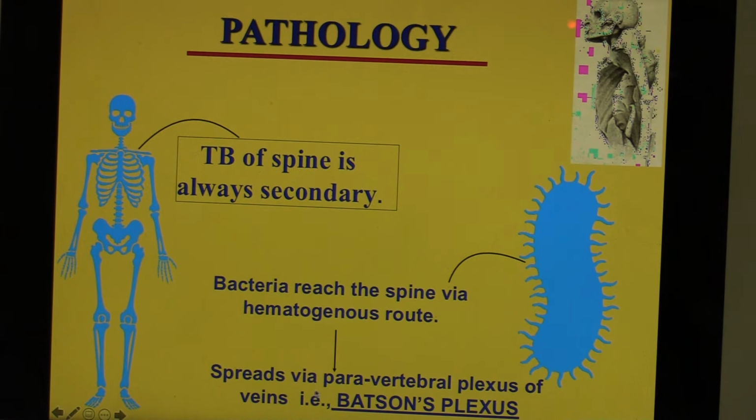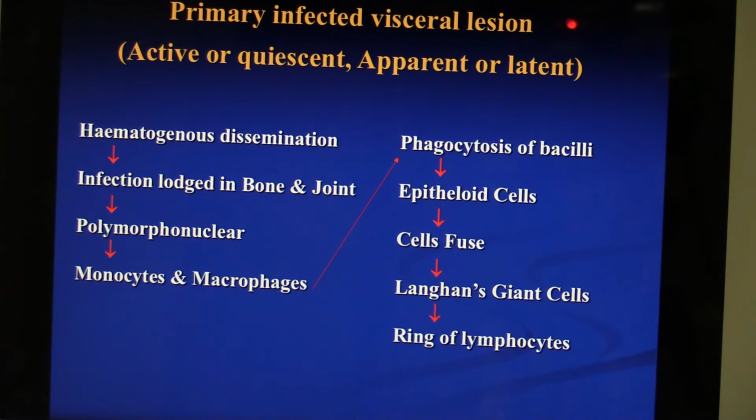venous plexus, the veins of the paravertebral plexus called Batson's plexus, are valveless. Generally all veins in the body have a valve, but the venous system of the spinal column doesn't have a valve. So as a result, any increase in intra-abdominal pressure pushes blood to the vertebral column, and as a result the lodgement of bacteria takes place more in the spinal vertebral bone than the other bones.